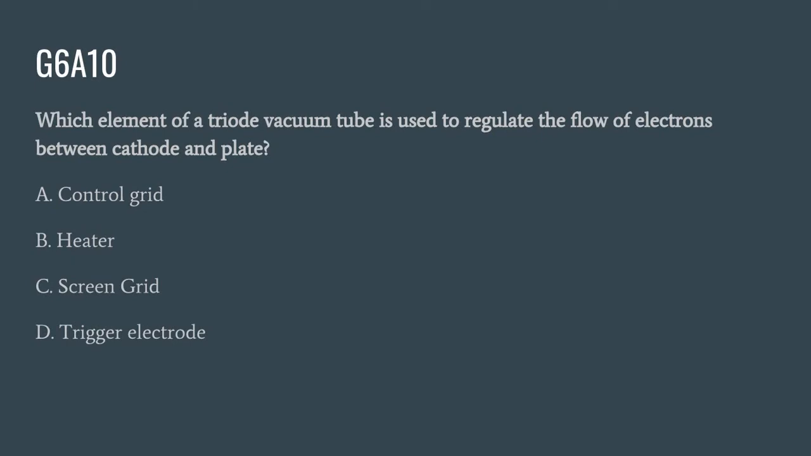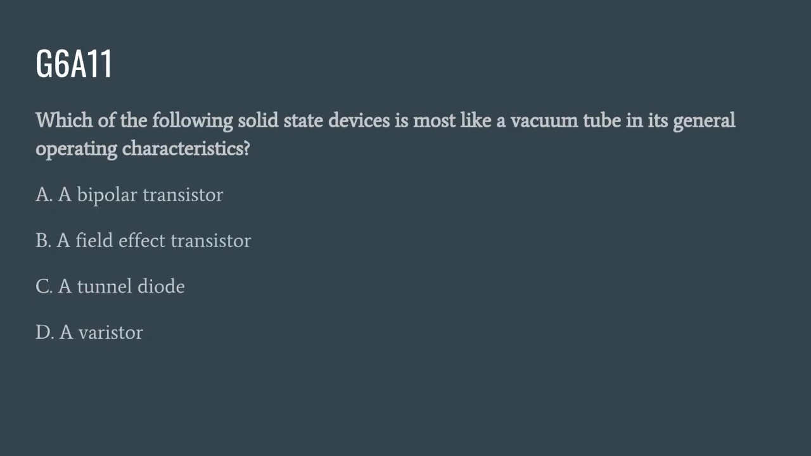G6A10, which element of a triode vacuum tube is used to regulate the flow of electrons between cathode and plate? A, control grid, B, heater, C, screen grid, or D, trigger electrode? Correct answer A, control grid.